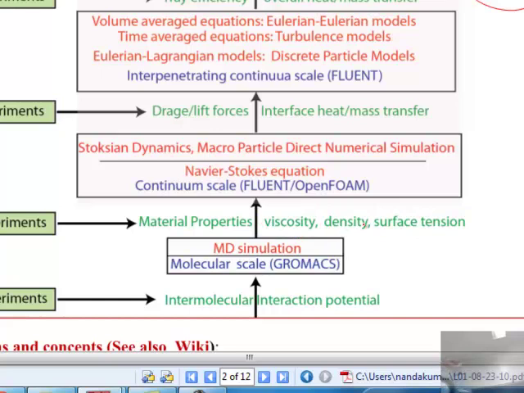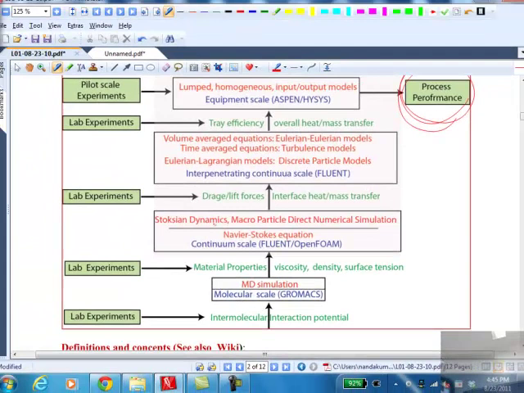But that's not what I'm going to do. I'm going to devise experiments where I can measure the viscosity, density, and surface tension, and use that as an input to the continuum scale. So my starting point in this course is a continuum scale. You should understand what a continuum scale is.